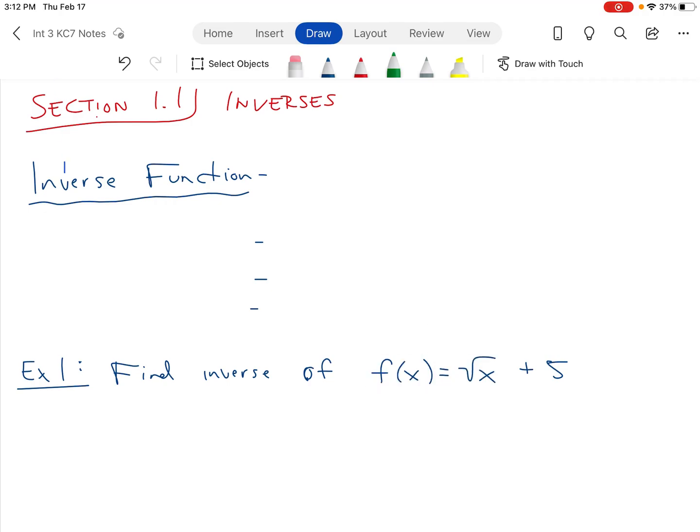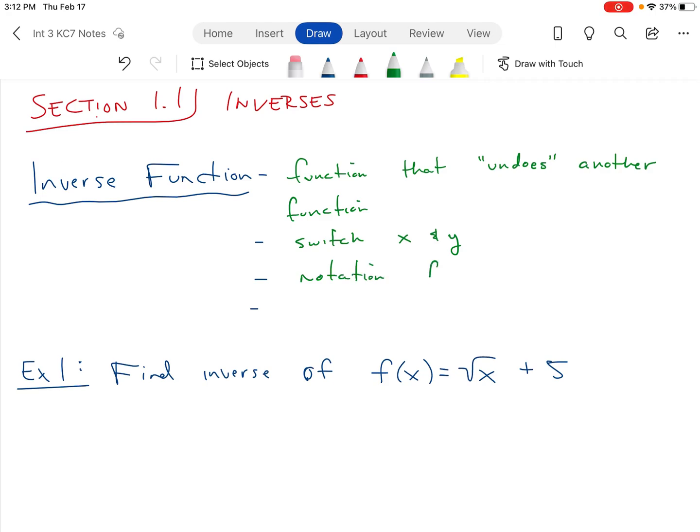Okay, an inverse function is a function that will undo another function. Think about this as reversing something. To do that, we are actually going to reverse our variables, or switch our variables. Now, we usually use x and y. And then our notation, you will see f of -1. That -1 means it is an inverse.